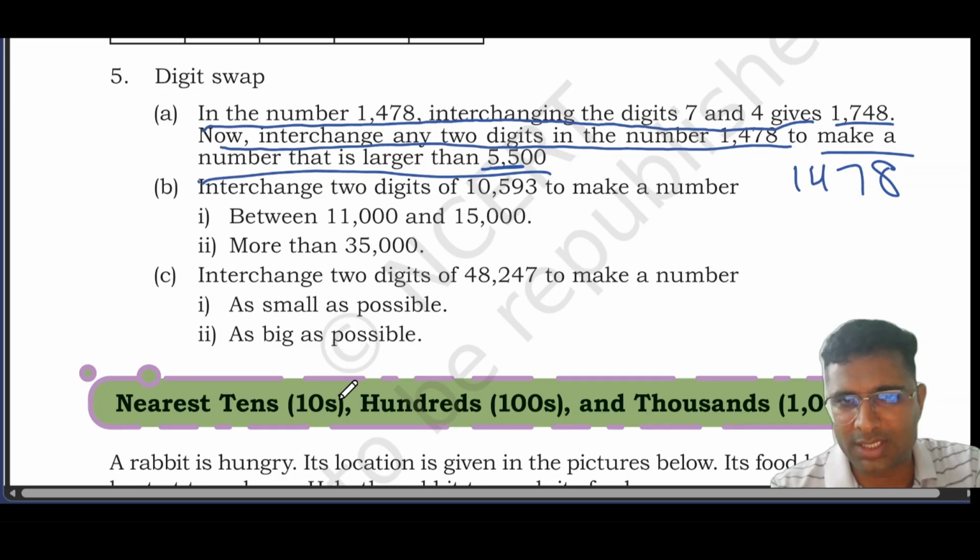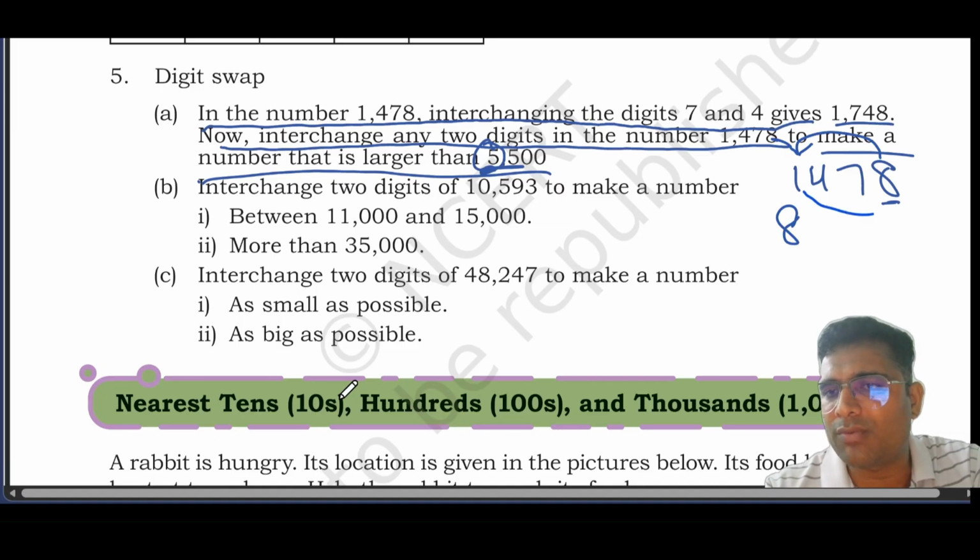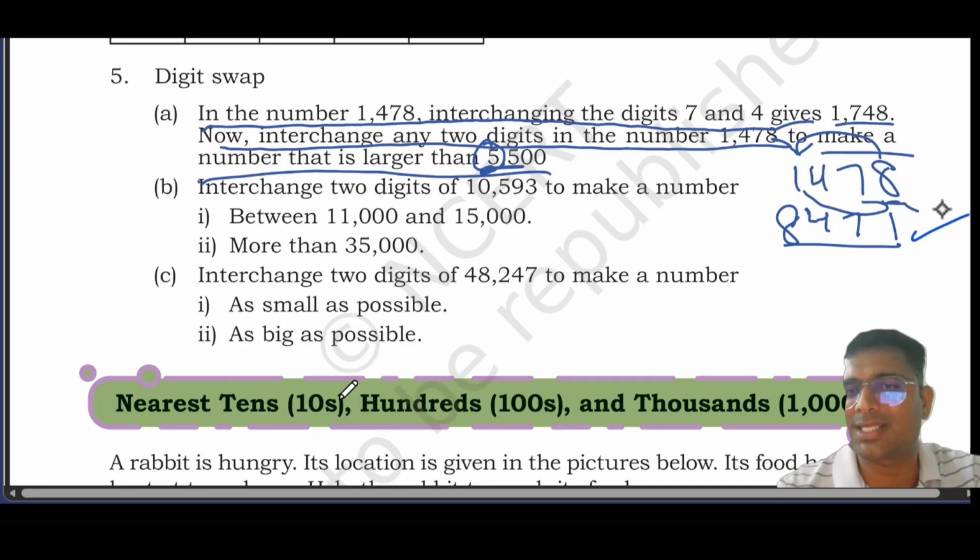So you can see the first number here, at the 1000 place, it is 5. So it means if we keep some digit greater than 5 at the 1000 place, then automatically the whole number will be greater than 5,500. So I will use 8 here in the starting. If I am putting 8 here, 1 will go here, and the other two digits will remain at the same place. So it will become 8,471 and this is greater than 5,500.